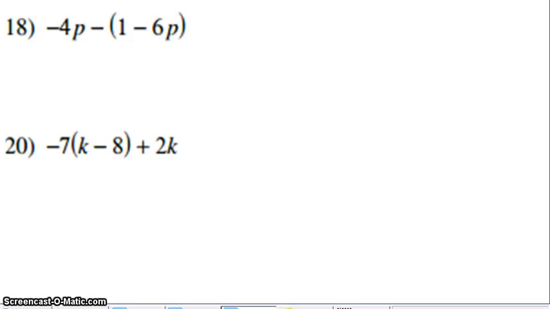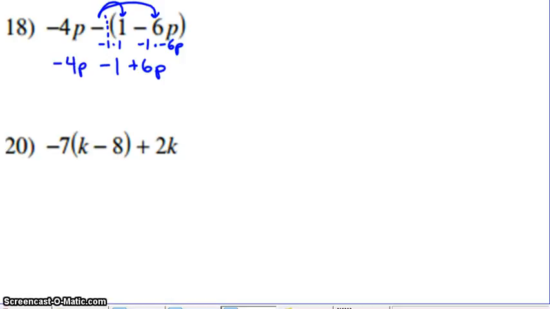Number 18 is a little tricky. It says negative 4p minus the quantity of 1 minus 6p. With this situation, we're going to take this negative sign and distribute it, so it's kind of like distributing negative 1 throughout. Negative 1 times 1 and then negative 1 times negative 6p. Negative 1 times 1 is negative 1. Negative 1 times negative 6p is positive 6p. Bring the negative 4p down.